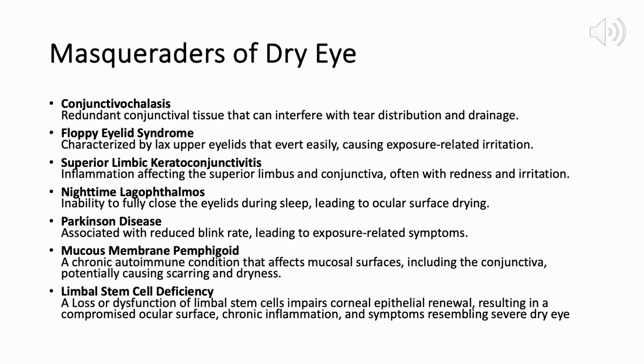Mucous membrane pemphigoid is a chronic autoimmune disorder that affects mucosal surfaces, including the conjunctiva. It can lead to scarring and significant ocular surface disease. Finally, limbal stem cell deficiency occurs when the stem cells responsible for regenerating the corneal epithelium are lost or dysfunctional. This leads to a compromised ocular surface, chronic inflammation, and symptoms that strongly resemble severe dry eye disease.